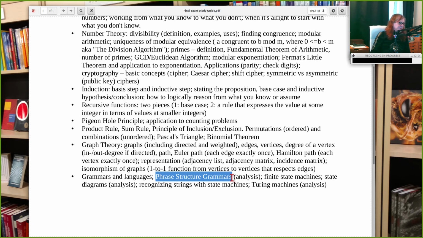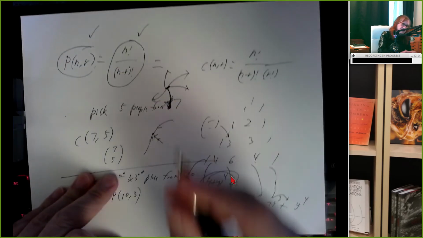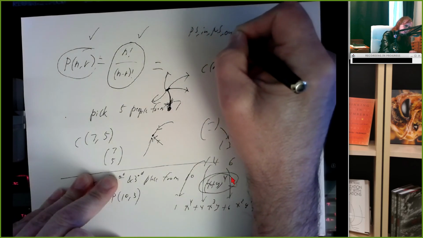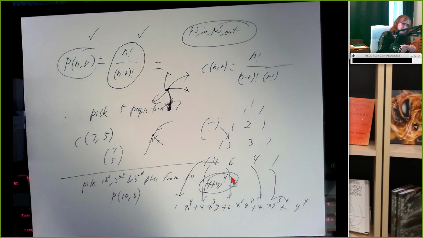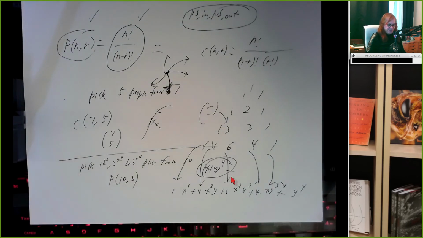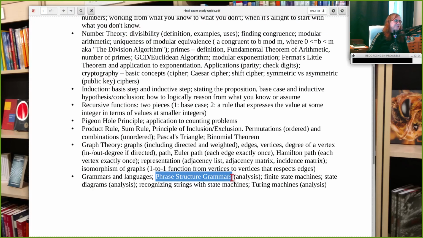Finite state machines, we know these from 250, right? They're systems basically described with a present state, an input, a next state, and an output. And they just roll from one state to another, pulling in input, possibly generating output, and changing to new states based on what state they're in and what they're being fed. State diagrams are ways to represent and analyze these. And then the homework questions, right? So being able to recognize strings with a state machine.